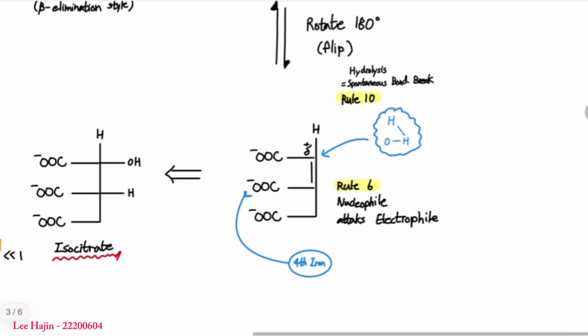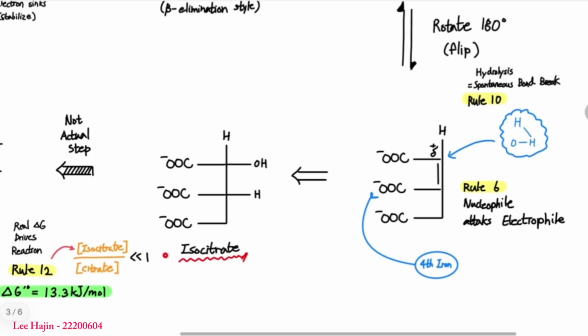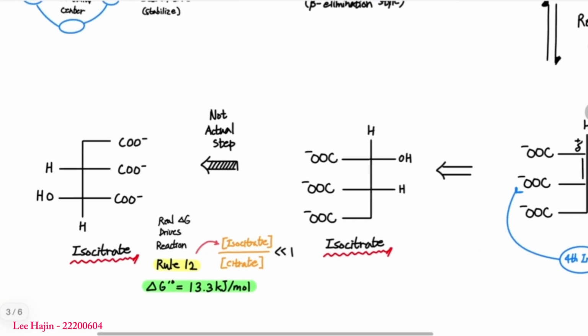Aconitase now adds water back across the double bond, and the double bond acts as a nucleophile, attracting water. The oxygen from water bonds here, and the proton also bonds here, and the double bond disappears, replaced by 2 single bonds, giving us isocitrate. So even though delta G naught prime is positive, the real delta G is negative in the cell. And why? Because the concentration of isocitrate is very low.